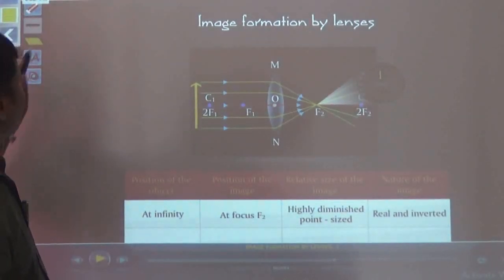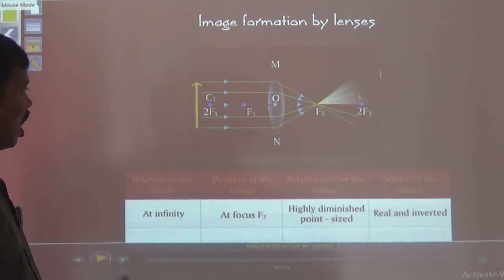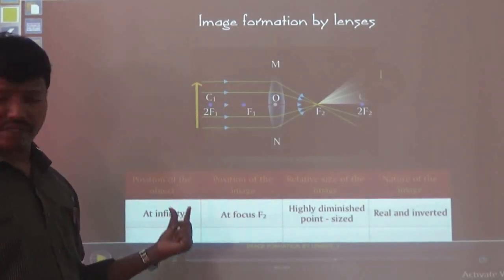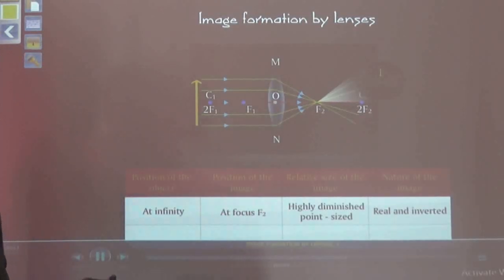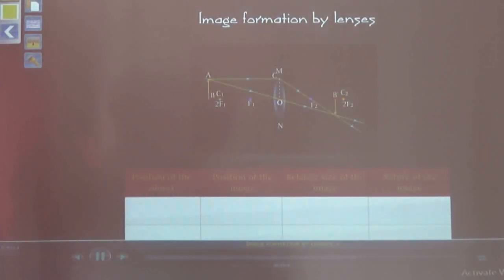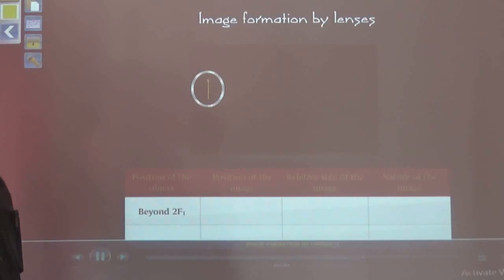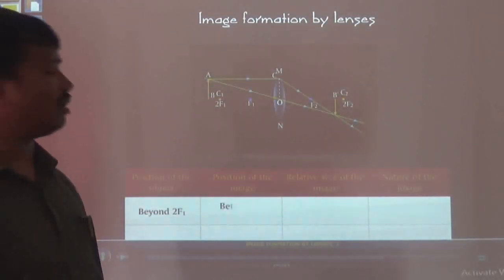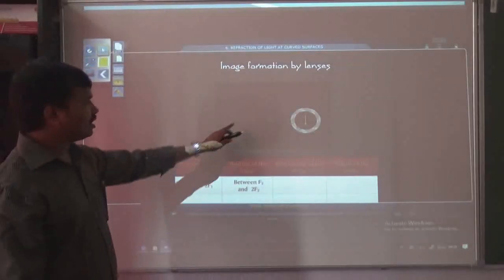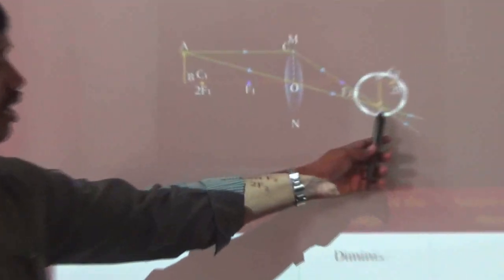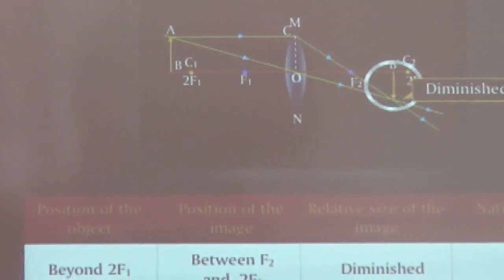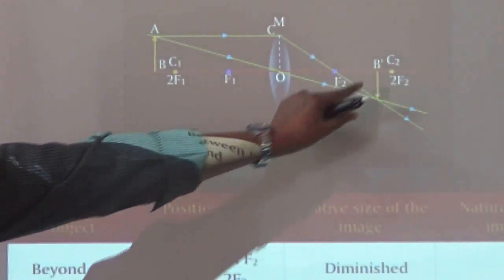Now the second position: object beyond the center of curvature. What is the position of the image, the relative size of the image and the nature of the image? Now, the object is situated beyond the center of curvature. The image is formed between the focus and the center of curvature. That is a diminished image.